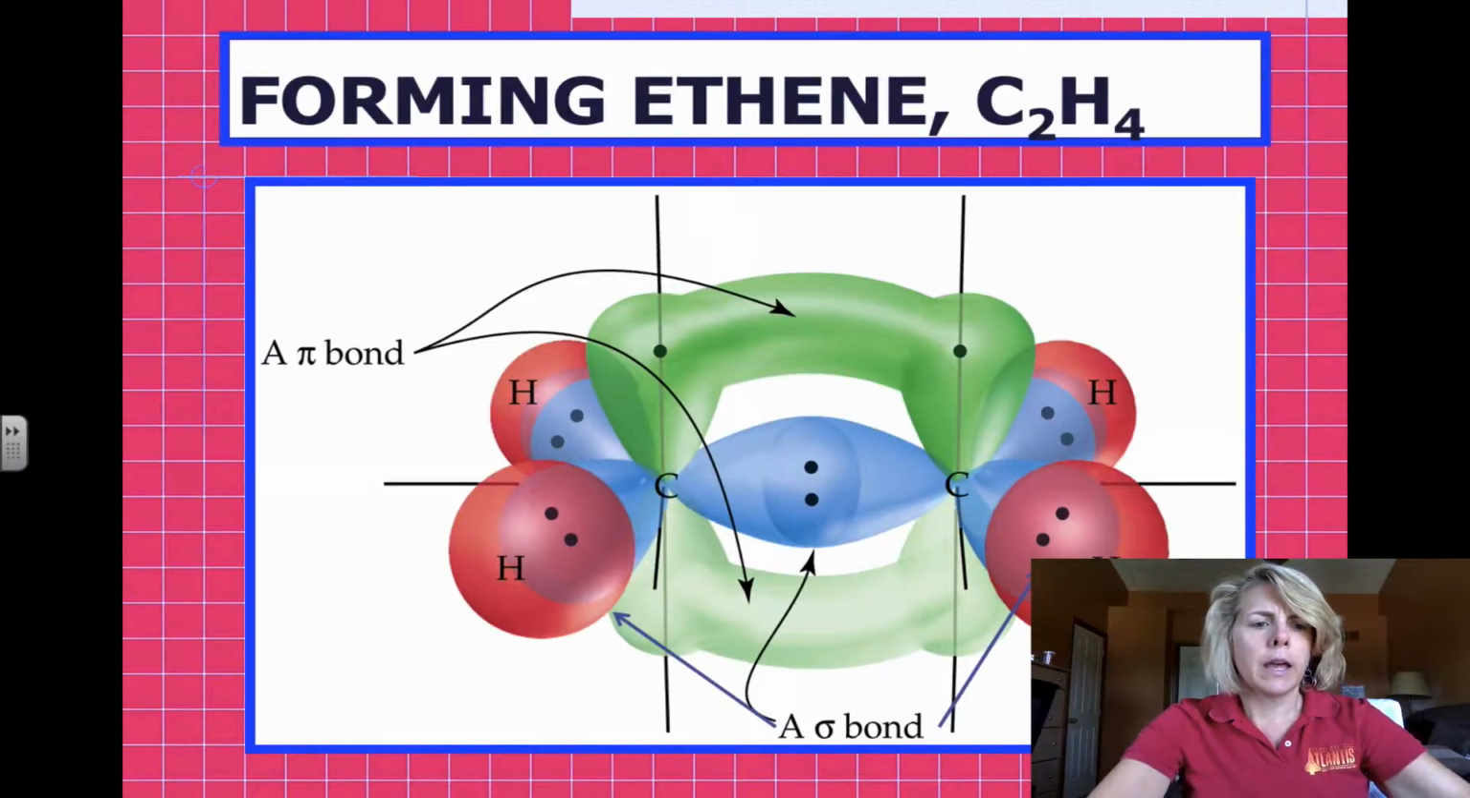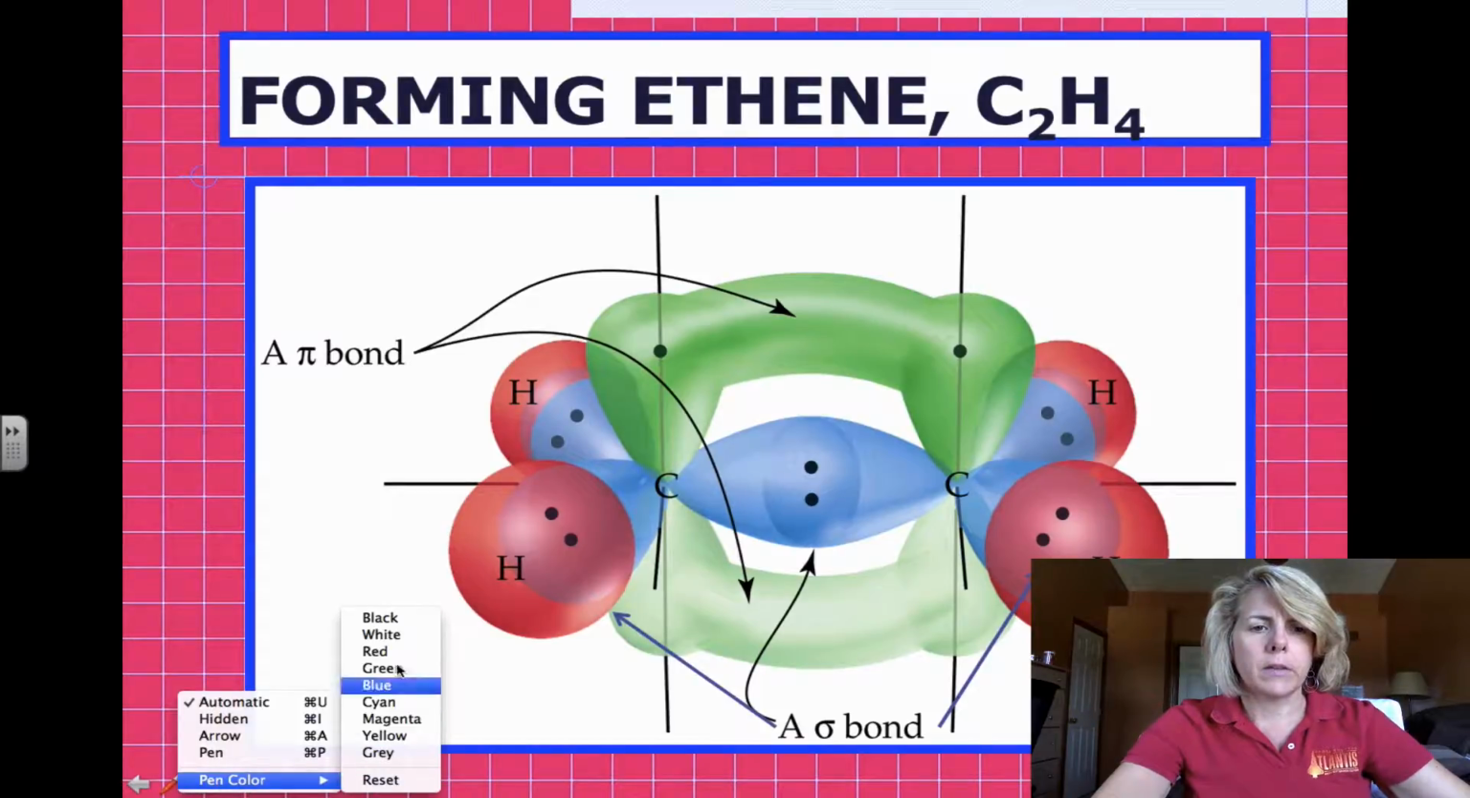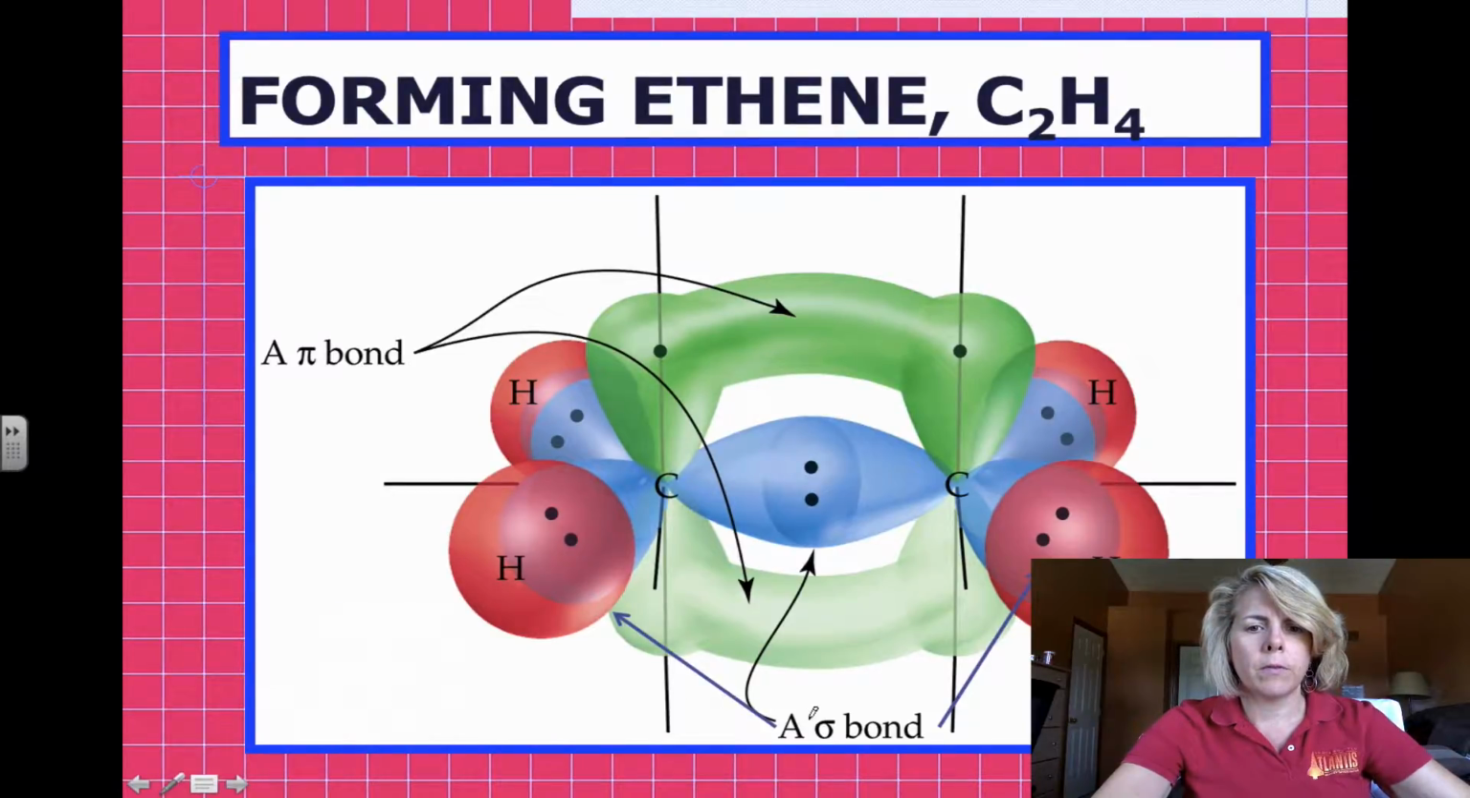Now notice with ethene, we're looking at multiple bonds. So we have a total of 5 sigma bonds. There's one between the two carbon atoms, and then there's 4 sigma bonds between carbon and hydrogen. Notice that there's one pi bond and its location is above or below the carbon-carbon bond.